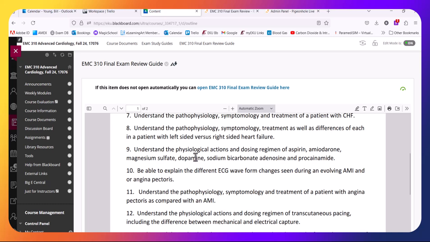Dopamine does what? Yes, ma'am. Can you go over the magnesium sulfate dosage? What is the magnesium sulfate dosage for your patient? I think it's 1 to 2 grams. 1 to 2 grams. Yeah.